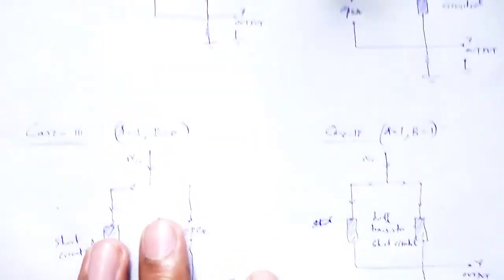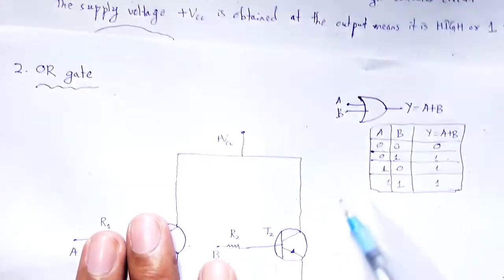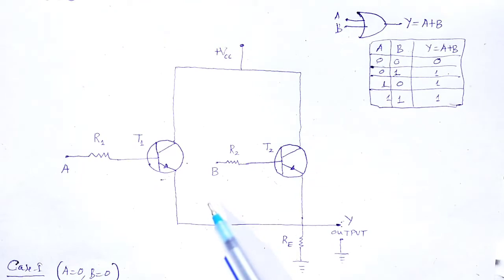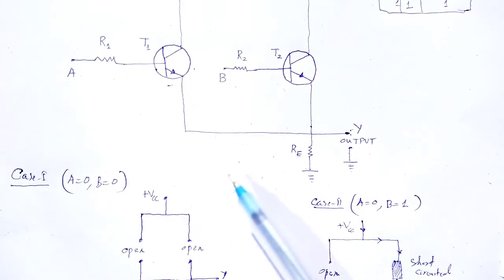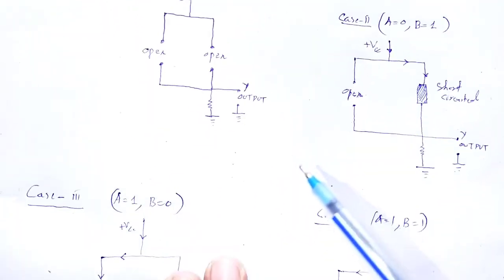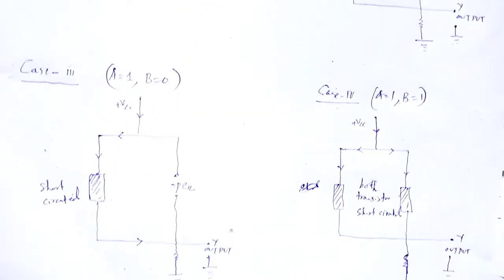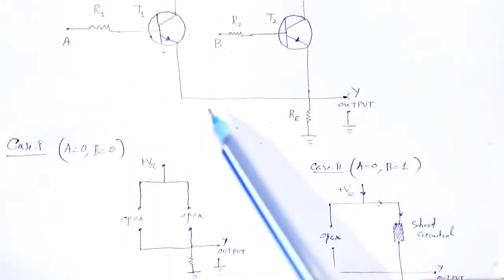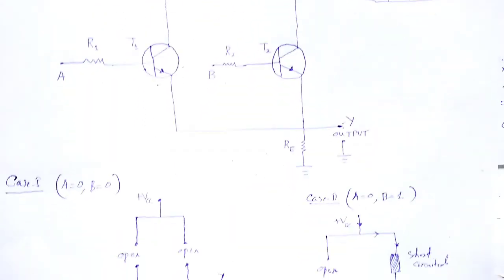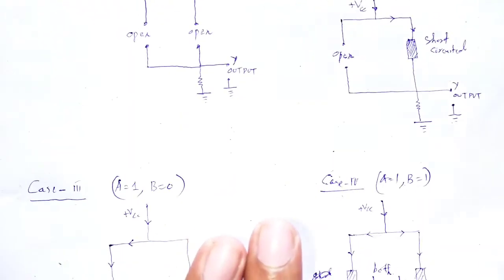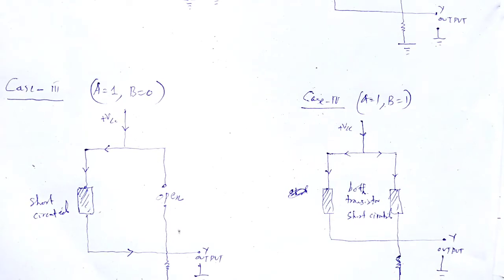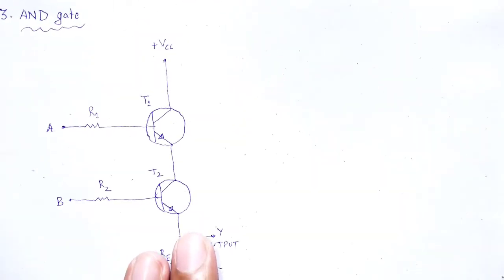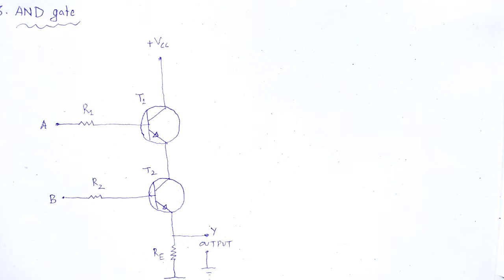In this way we realize OR gate by taking two transistors parallel connected with each other. All four possible situations for OR gate are understood by using the transistors. Next logic gate, AND gate. We explain AND gate by using the transistors. We realize AND gate by using transistors.